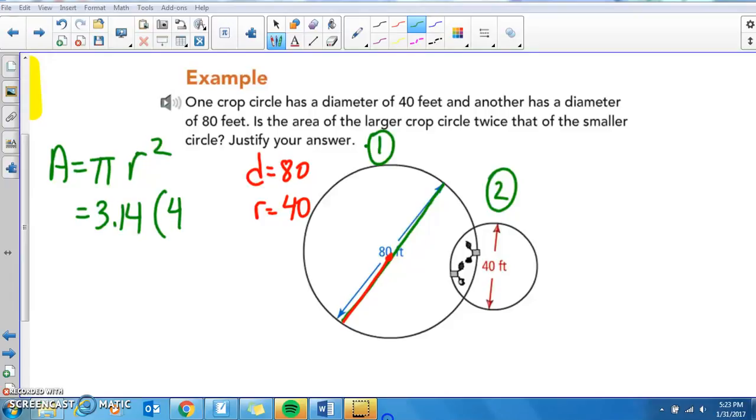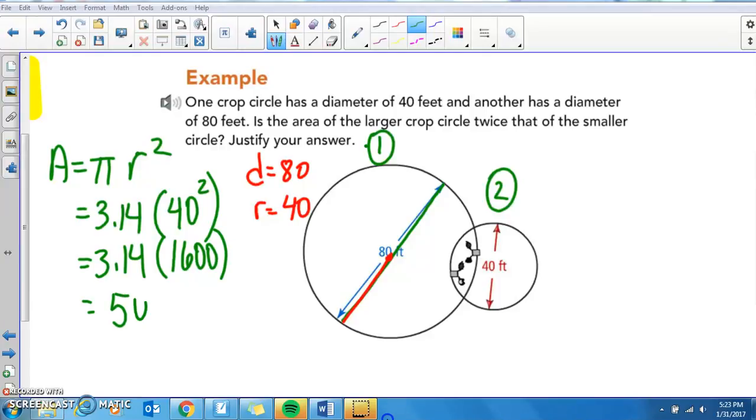So what I'm going to do is substitute 40 in for radius. So we would have to square 40. 40 times 40 is 1,600. And then what we're going to do is multiply 3.14 times 1,600, and you will get 5,024, and that is in feet, so feet squared. All right, so our area for the first one is 5,024 feet squared. Now let's go over here and let's do the second one.